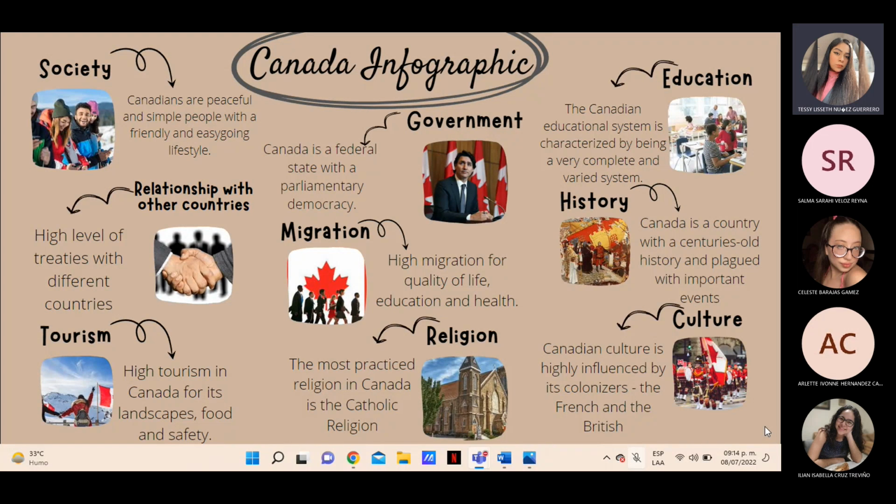Education: the Canadian educational system is characterized by being a very complex and varied system. History: Canada is a country with centuries of history, plagued with important events. And culture: Canada is highly influenced by its colonizers, the French and the British. Thank you.